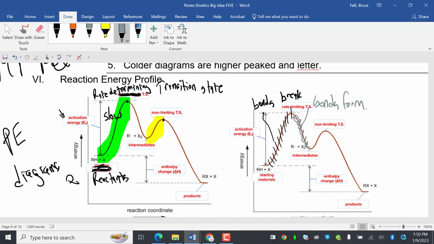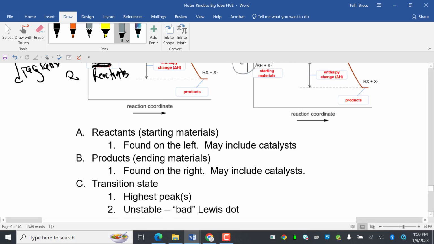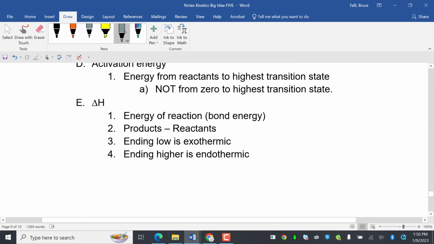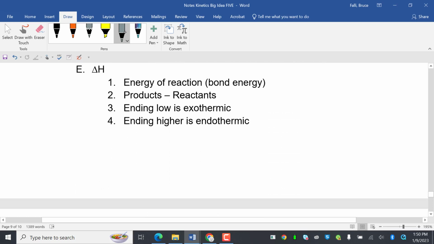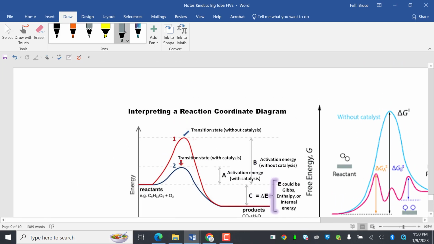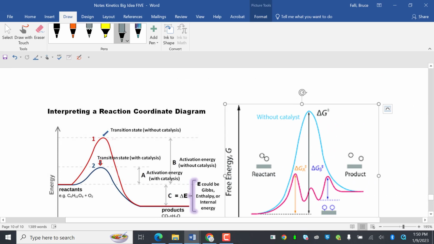And just to remind you, bark, you thought you wouldn't hear it after the break, you're wrong. Breaking absorbs energy. Look, my energy's going up. I'm absorbing energy as I break those bonds. And releasing energy: I have high energy, low energy, it's released, forms bonds. If you end low, it's exothermic. If you end high, it's endothermic. And let me just show you that.